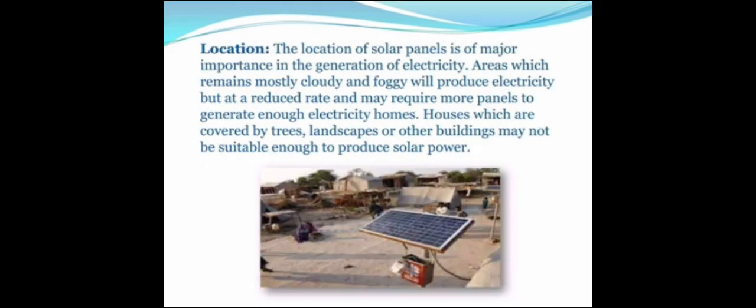Locations. The location of solar panels is of major importance in the generation of electricity. Areas which remain mostly cloudy and foggy will produce electricity but at a reduced rate and may require more panels to generate enough electricity for homes. Houses which are covered by trees, landscapes or other buildings may not be suitable to produce solar power.